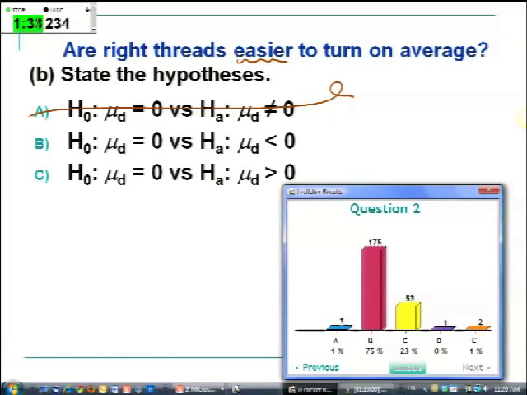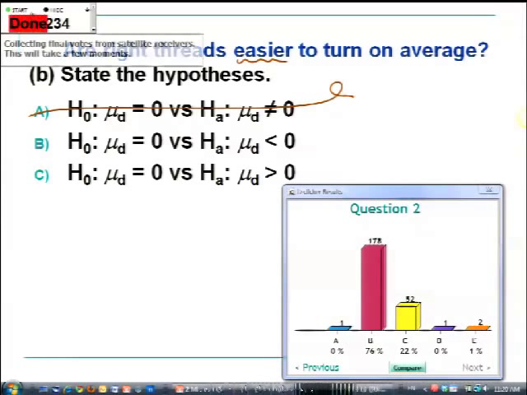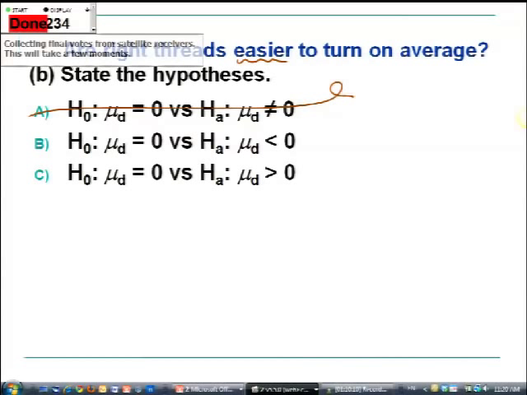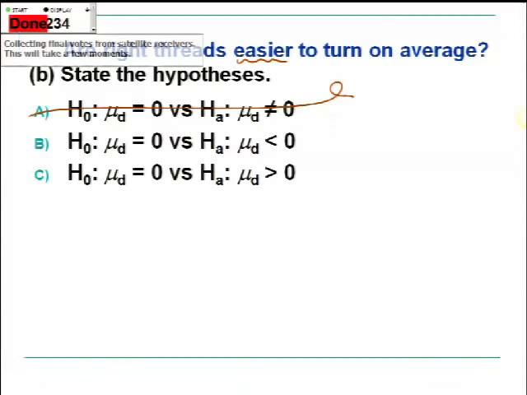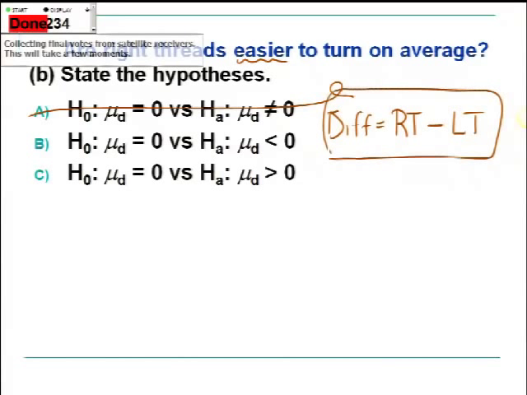Let's talk it through. So it could be either one. If we define the differences, let the differences be the right thread time minus the left thread time. Now, with that definition, can we pick the right one?